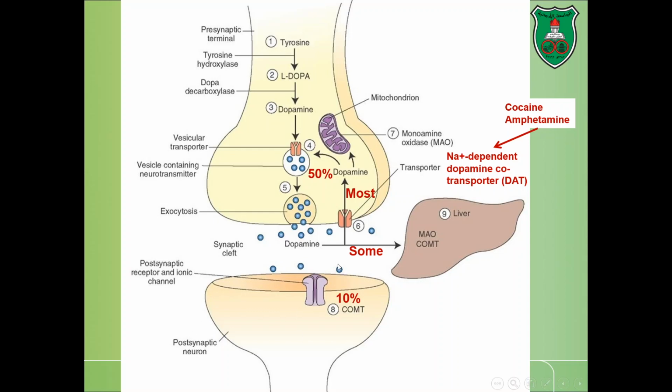Now, about 10% of dopamine can be taken up by the postsynaptic cell, where it can be inactivated by the methyltransferase enzyme. Now, an important point to mention here is that the reuptake of dopamine into the presynaptic cell can be inhibited by cocaine or amphetamine. So what these do is that they keep dopamine for a longer time in the synapse, resulting in an amplified signal.